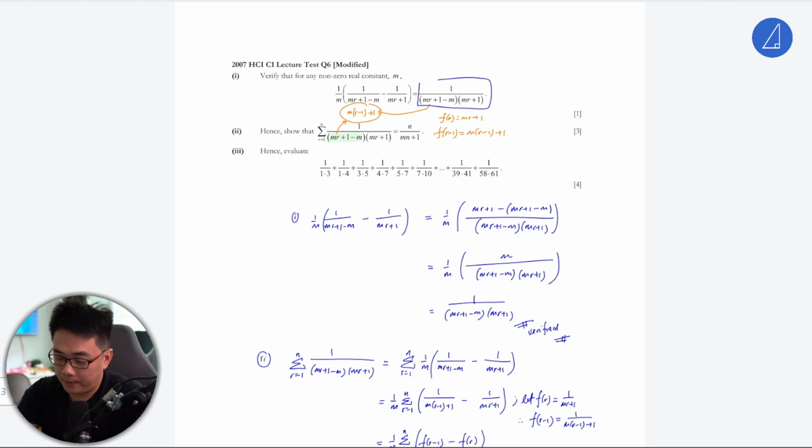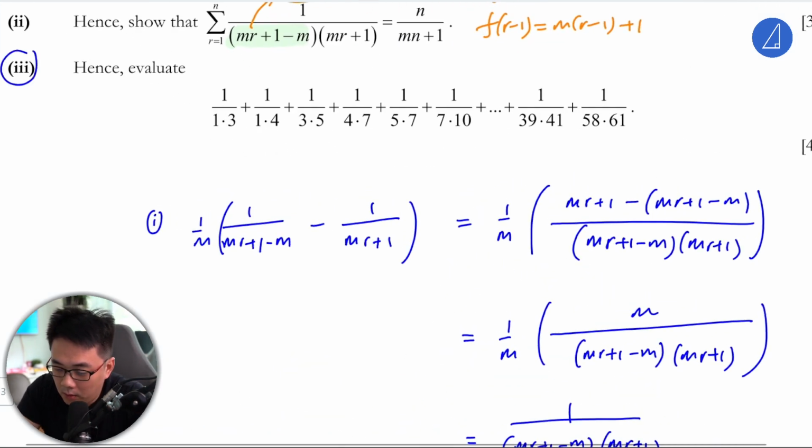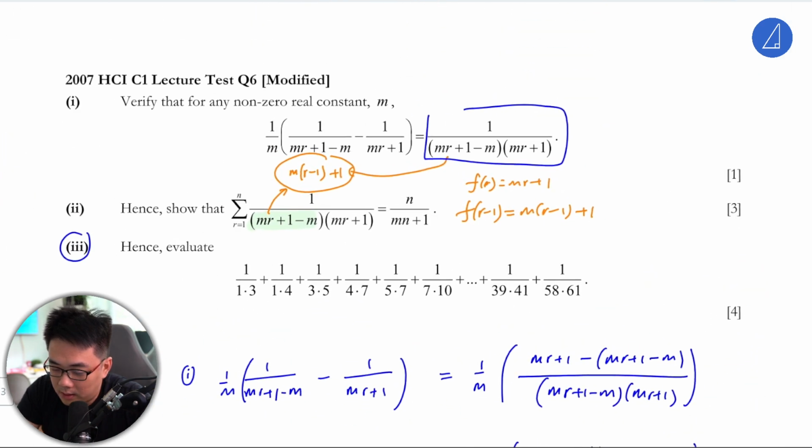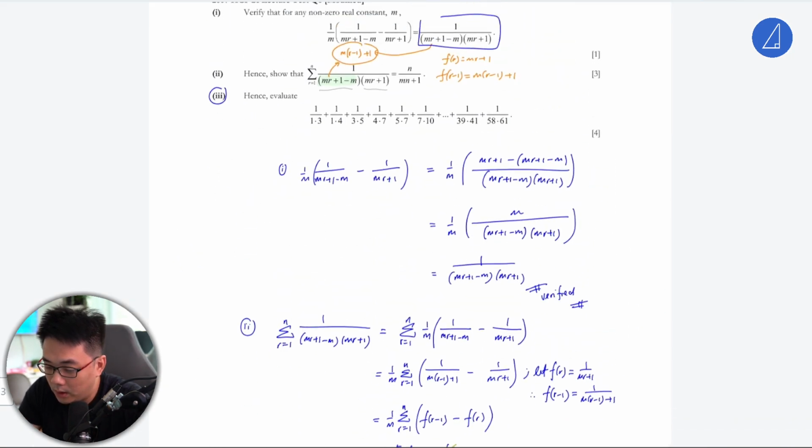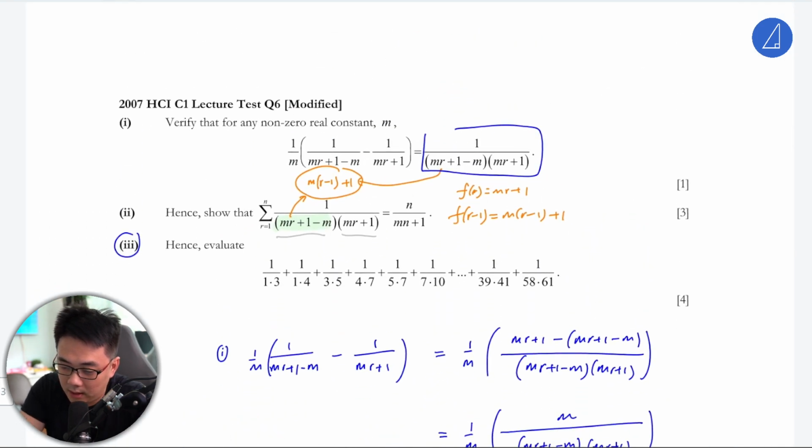The last part, part 3, what we need to do is to understand that the main thing is you have to be able to relate 1 3, 1 4, 3 5. Actually it will correspond to the denominator here. Okay, but it may not be so straightforward. So what I will suggest is understand that mr plus 1.